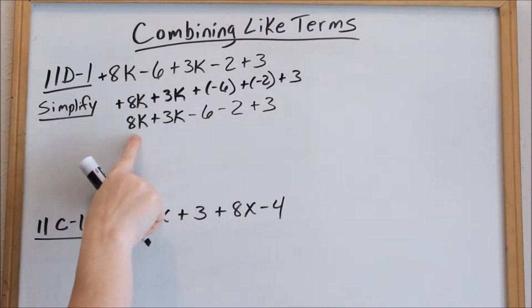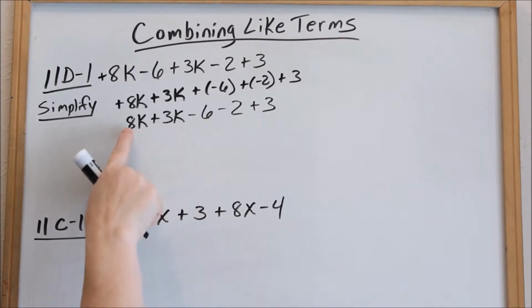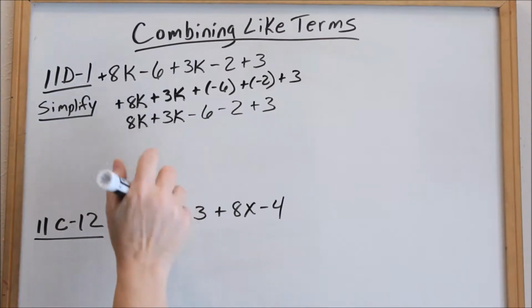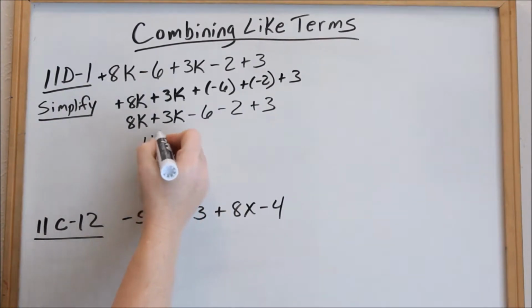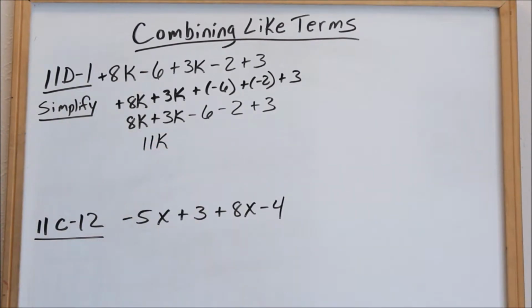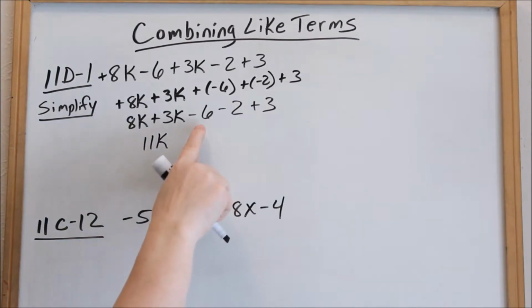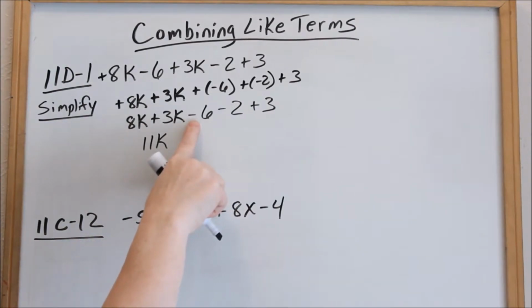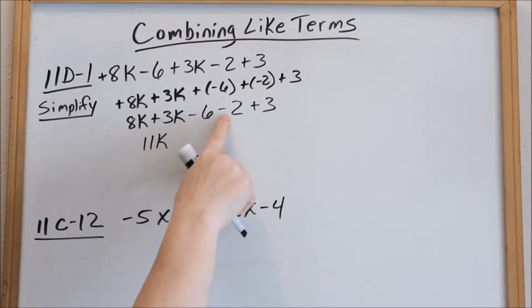Okay, so here, only adding K's to K's. I have 8K and 3K. It's like I said, 8 cookies and 3 cookies. That would be 11 cookies or 11K. I have 11 of those things. Now let's add our numbers together. This means, a negative means you owe, or you're in debt. You owe 6 and you owe 2, which means now you owe 8.